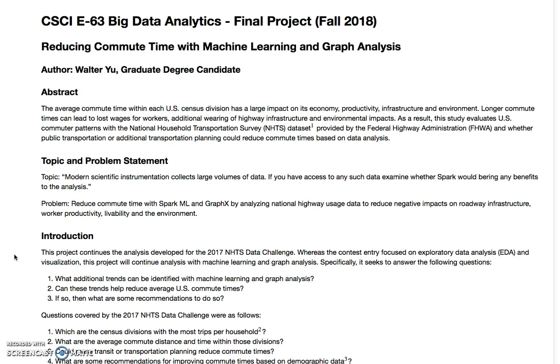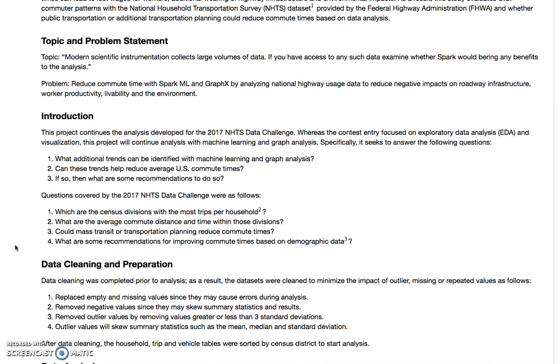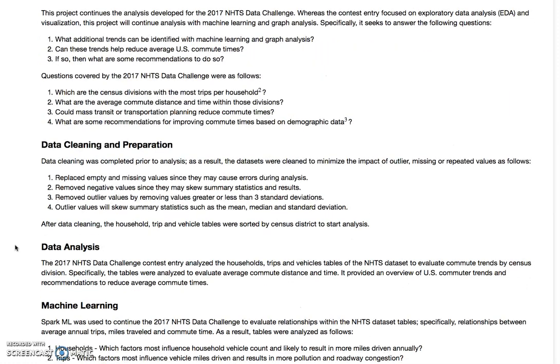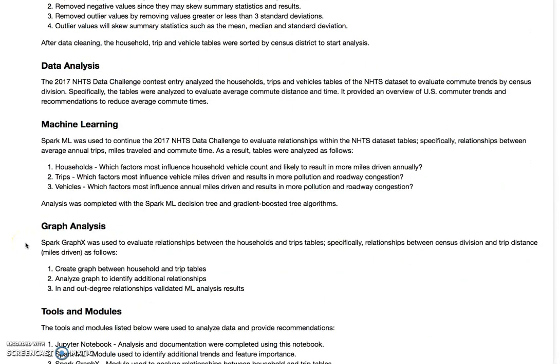The topic and problem statement have been stated, and then briefly going over the introduction here in the notebook, why it's relevant. We're trying to minimize commute time within the US, which has negative impacts. Steps for data cleaning and preparation are outlined: removing empty values, missing values, negative values, and also outliers.